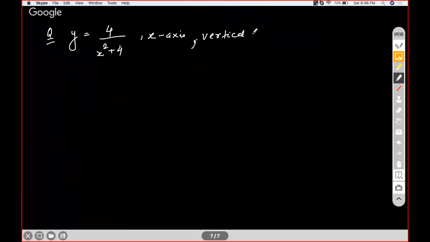Find the area enclosed between the boundaries of the curve. So I can't hear you really. There is some disturbance. Find the area enclosed between the boundaries of the curve. Y is equal to, just look at the curves. This curve, x-axis, and vertical lines, x equal to 2 and x equal to minus 2.